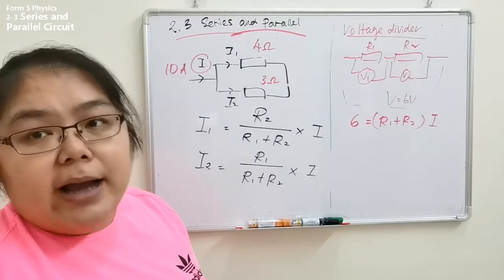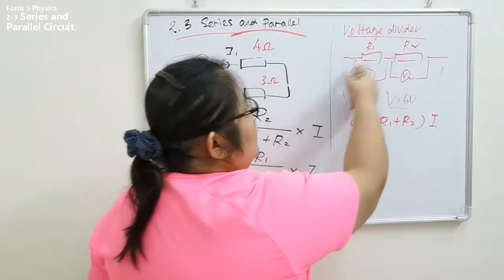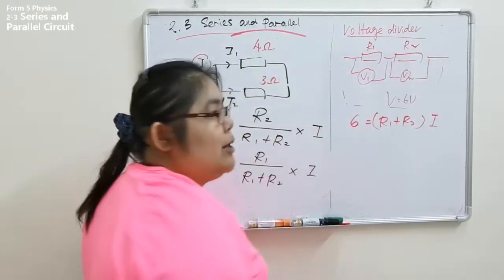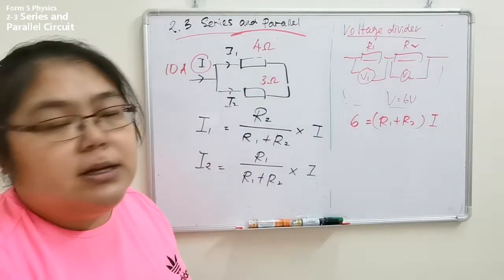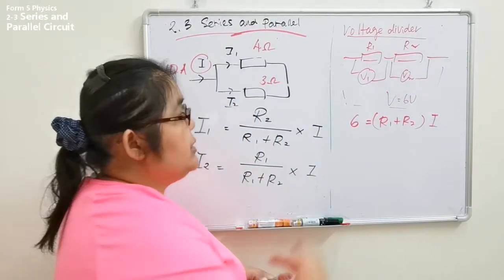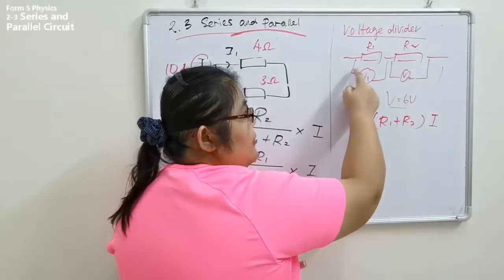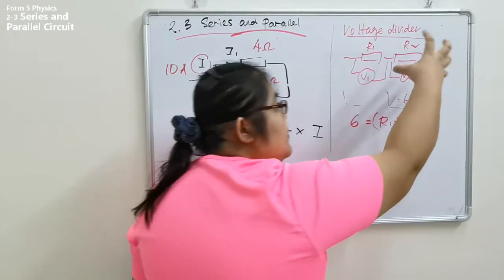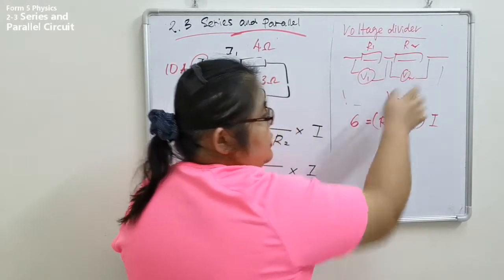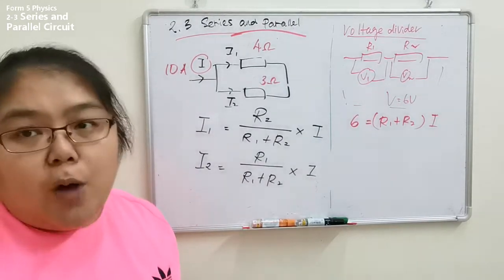The I that passes through R1 and the I that passes through R2 should be the same because it is a series. Then again you use the same approach as in the first situation: V equals IR, find V1. The second part is also the same, V equals IR, find V2. This is the long method.